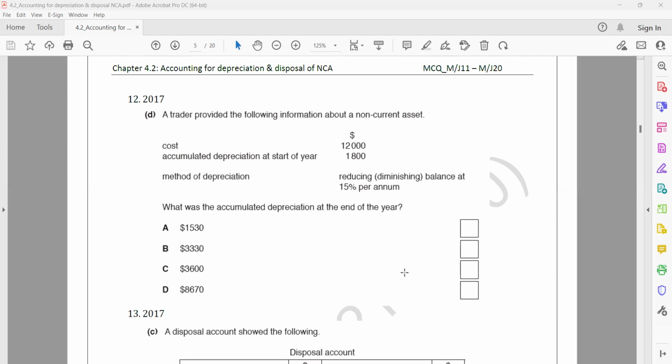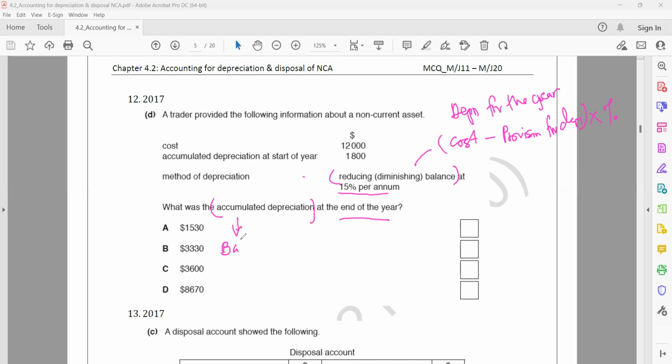Okay, question 12. What was the accumulated depreciation at the end of the year? So here you have method 15% reducing balance. Formula for reducing balance: take the cost minus provision for depreciation, and after that times the percentage. This calculation is the depreciation for the year. The question says accumulated depreciation at the end of the year.